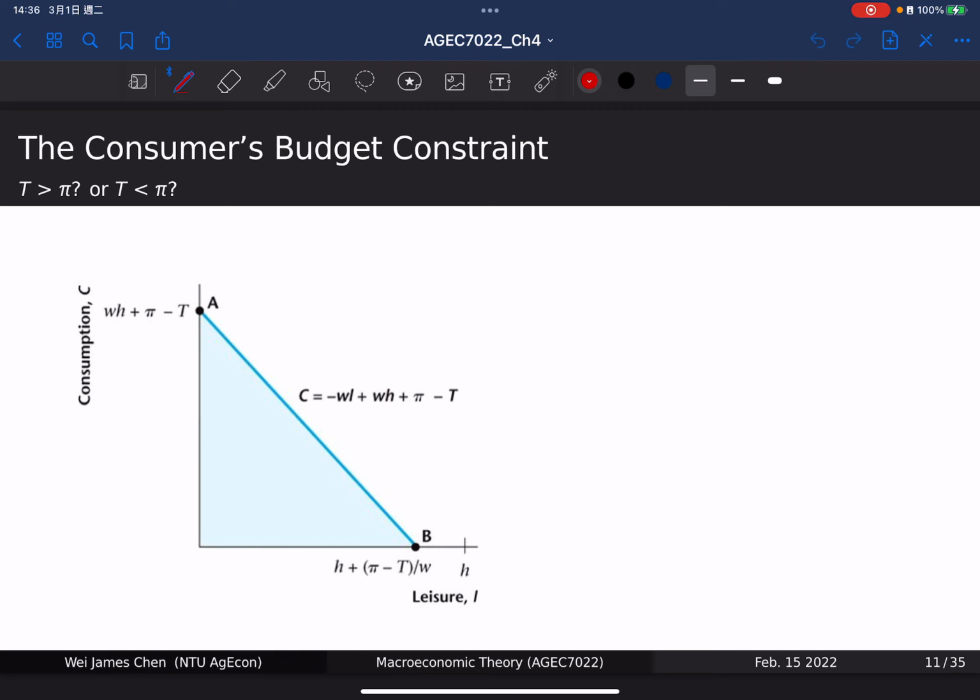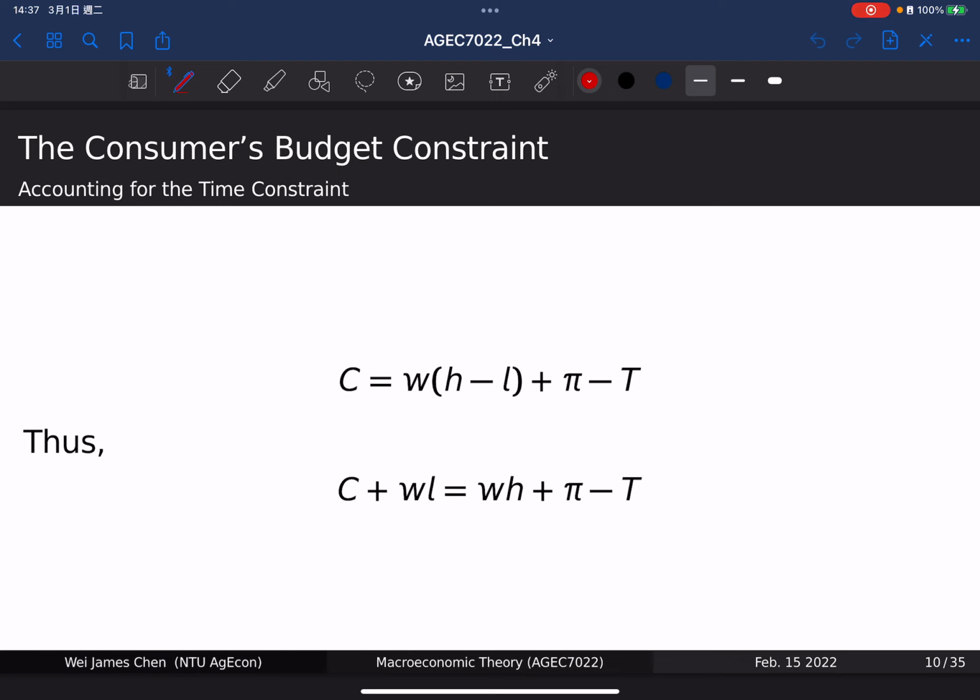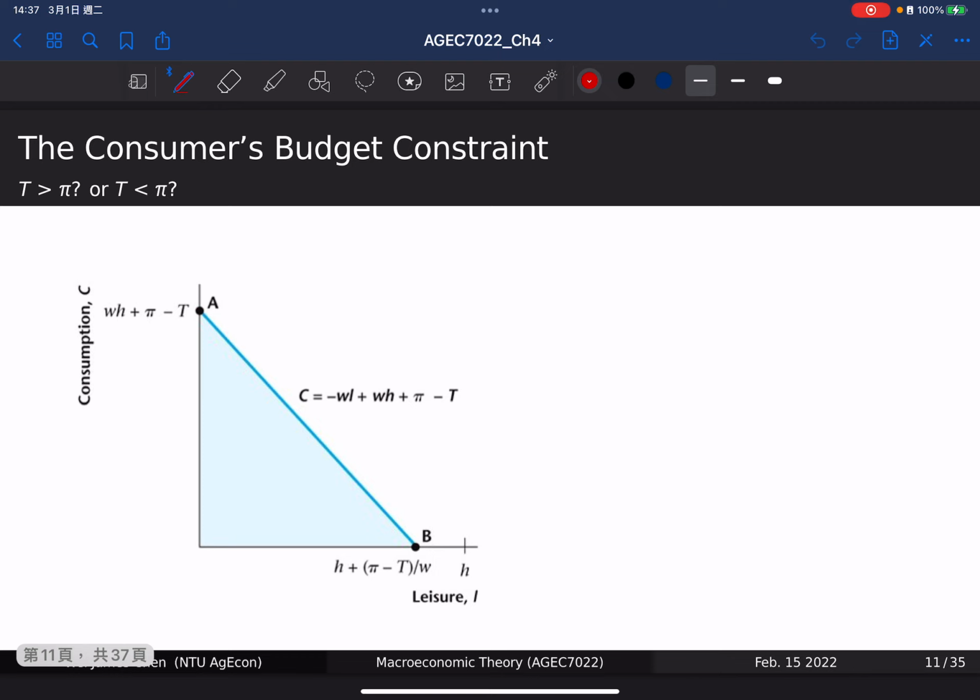But the thing that you need to notice is what happens when you spend all your time on leisure. Or basically, what is the leisure when your consumption is 0? When your consumption is 0, this is the line, right? You can calculate that leisure is, you divide by W, you move W to here, then your leisure is H plus pi minus T divided by W, right? And that's the term here.